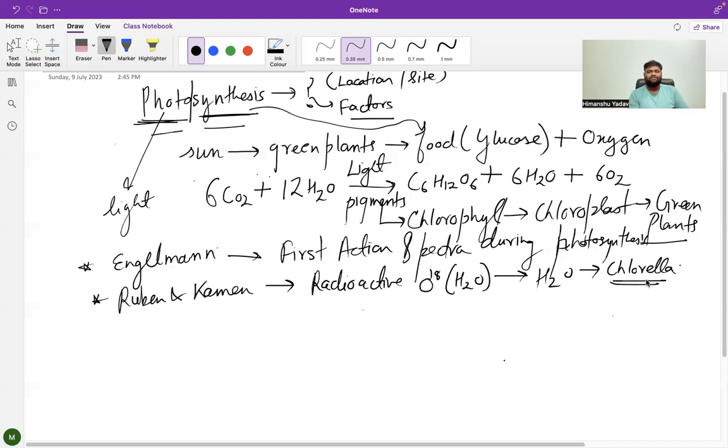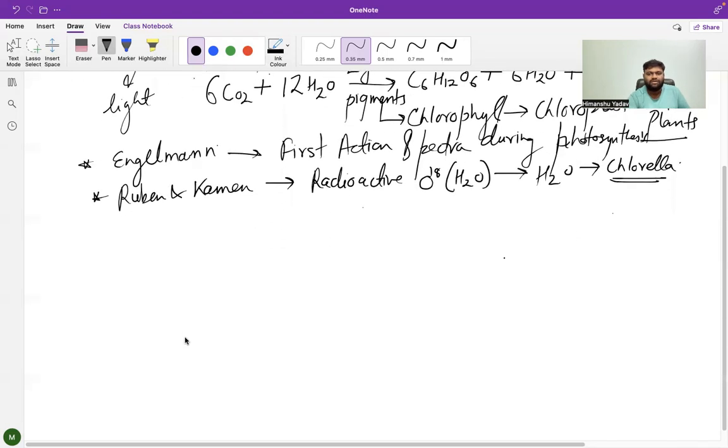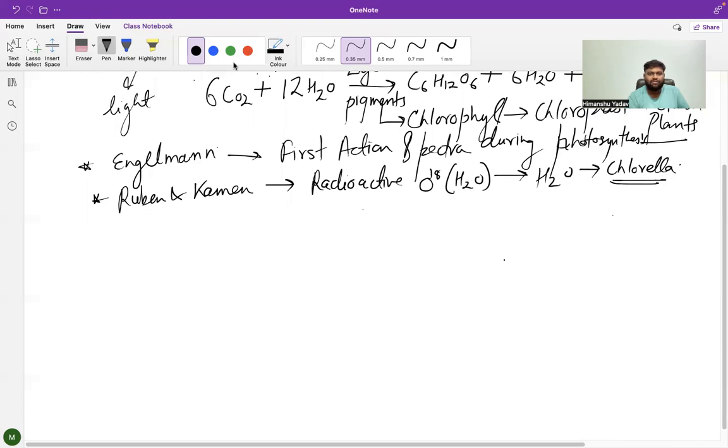Let us now peep into the core concepts: how photosynthesis is taking place, under what conditions, and what is the general process of photosynthesis. As I told you, photosynthesis occurs in the chloroplast, and if you see the structure of the chloroplast, first of all, it is a double membrane structure.